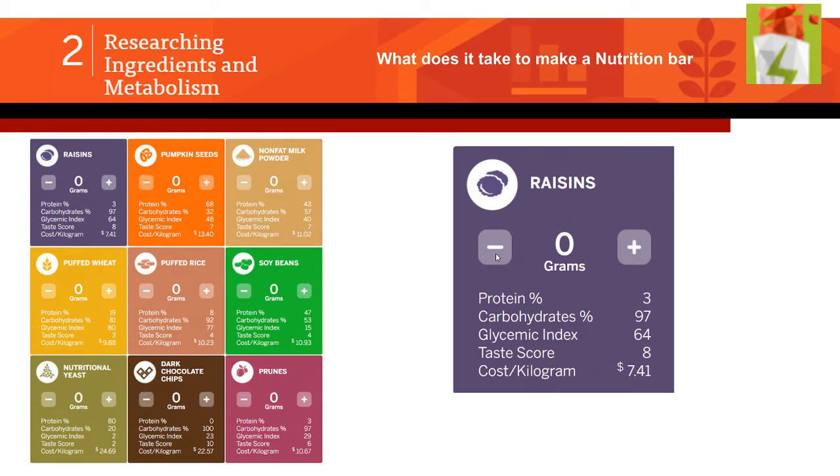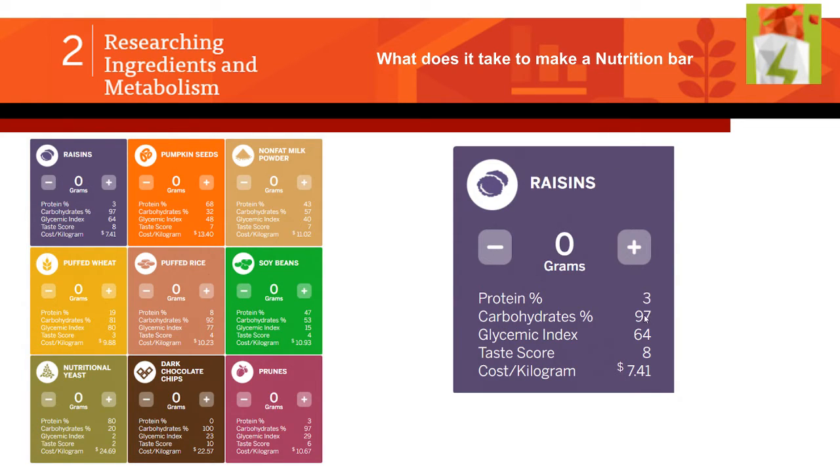The next thing we can do is remove or add grams to our nutrition bar. Our nutrition bar will be made up of 100 grams of these ingredients. If you don't know what a gram is, it's a way of measuring something, kind of like a pound. To give you an idea of how much a gram weighs, 450 grams makes up 1 pound. That means that these nutrition bars, which are 100 grams, are roughly a fourth of a pound.